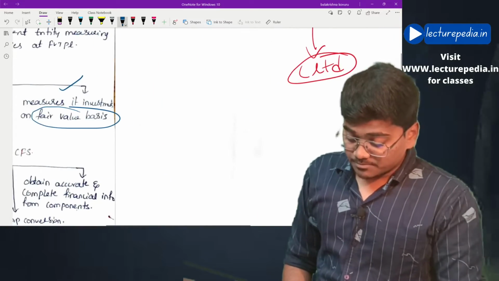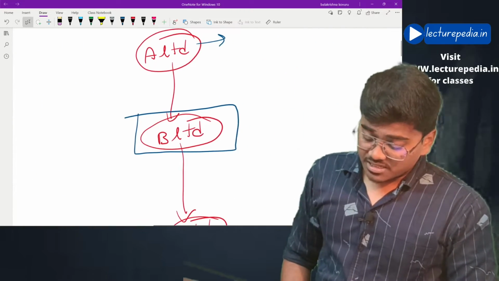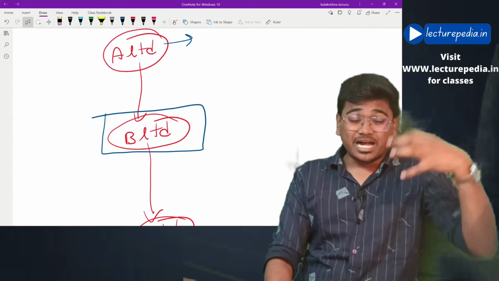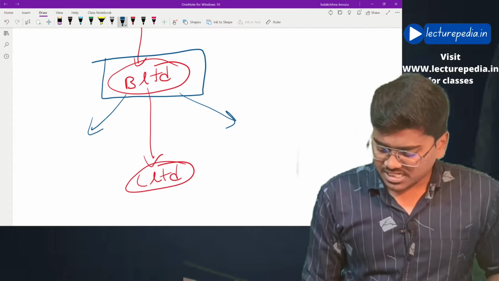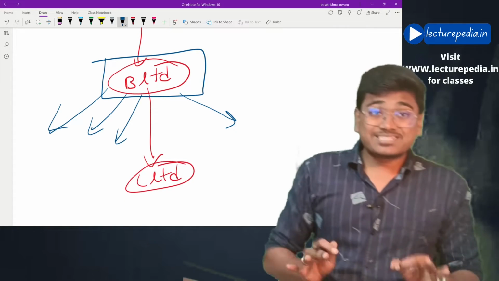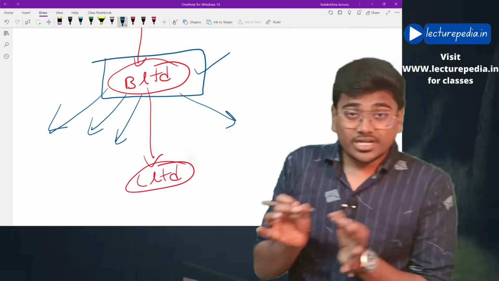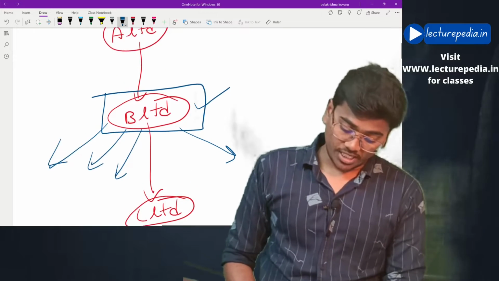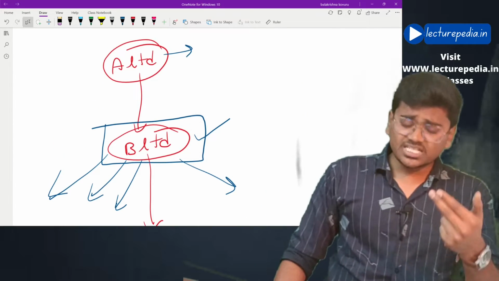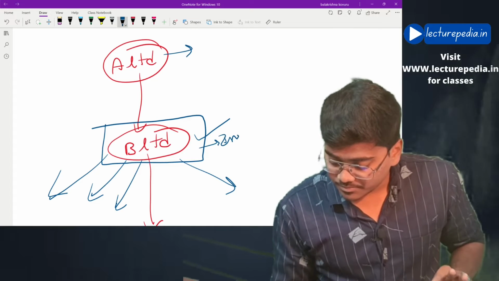Now let's say this B Limited is there now. This B Limited is an investment company. That means it will collect amount from the investors and it will invest in various companies. Now in this case, since B Limited is an investment company, it need not prepare consolidated financial statements as per Ind AS 110. Okay. Now A Limited is holding B Limited and B Limited is an investment company.